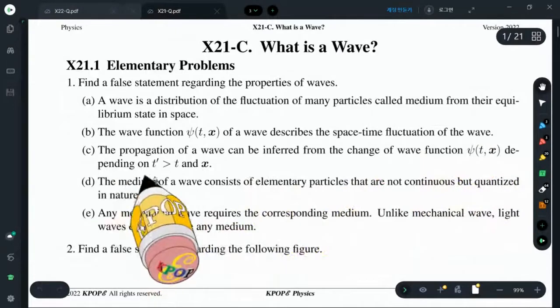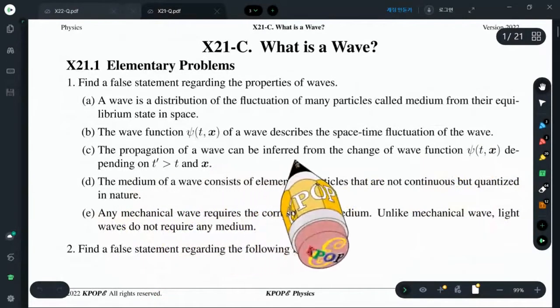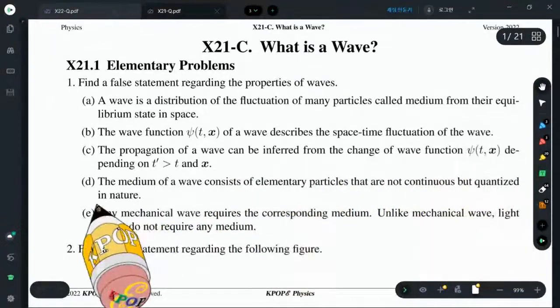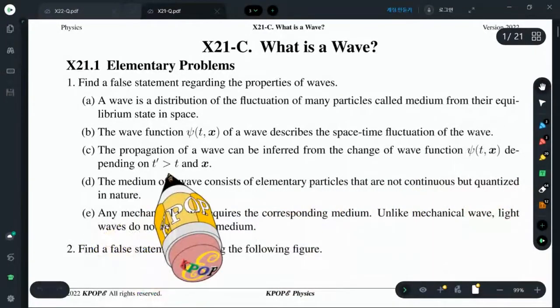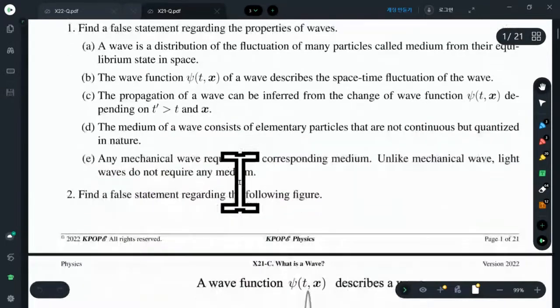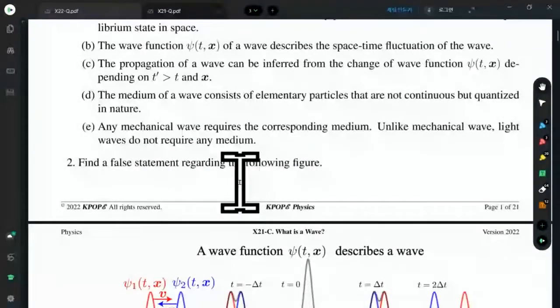Sure, the propagation of a wave can be inferred from the change of the wave function depending on t' that is greater than t, and x. And the wave equation shows the propagation of the wave.